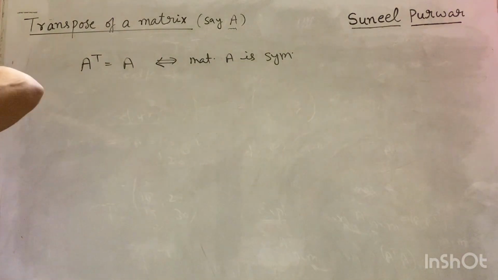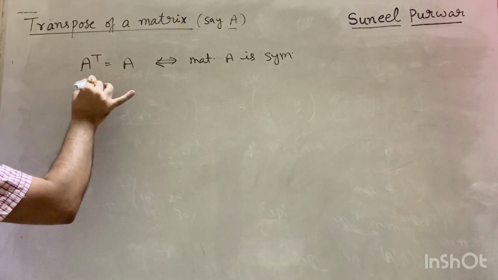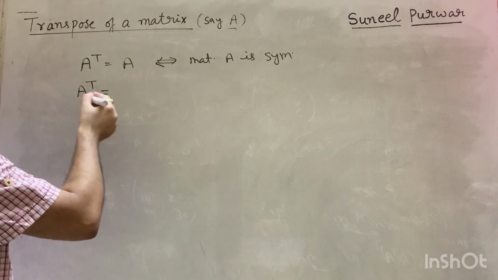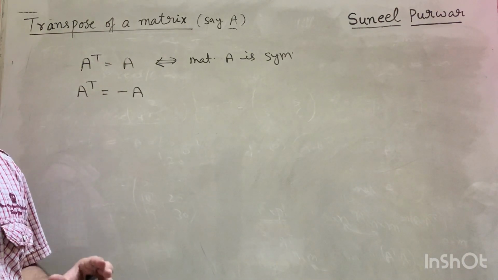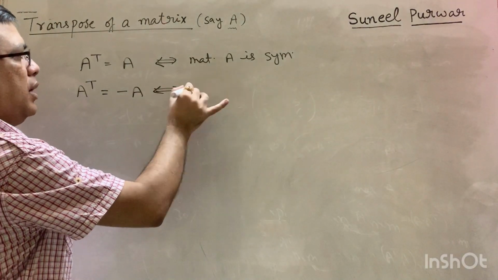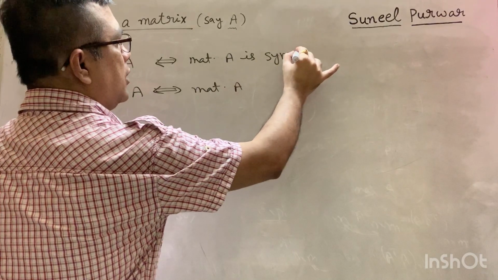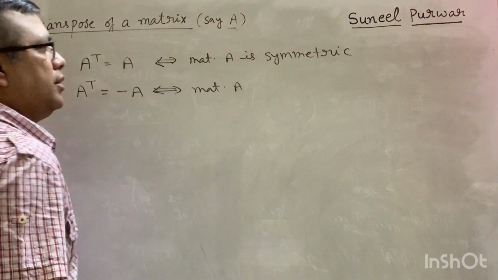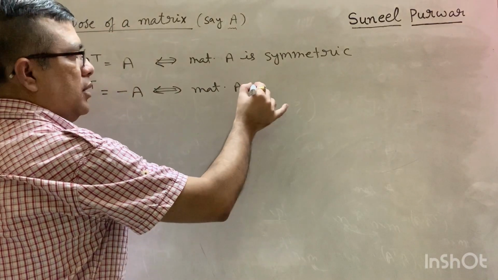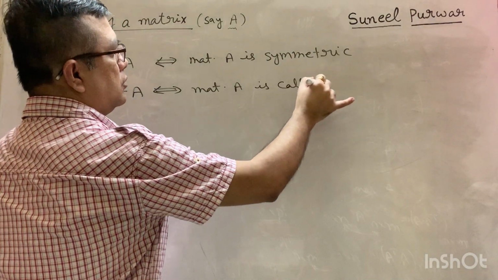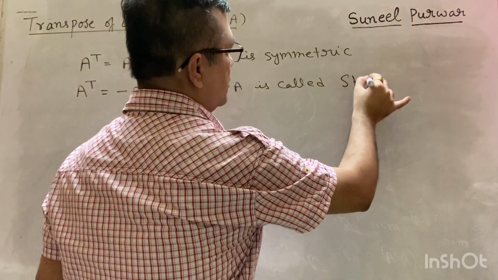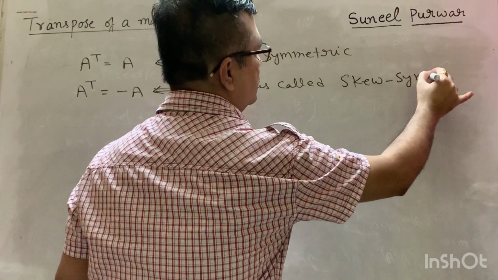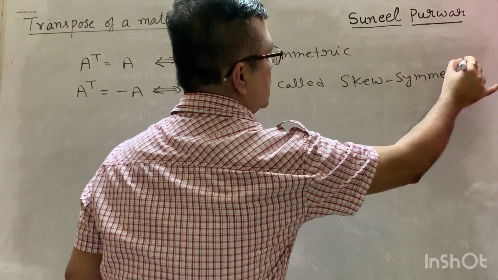All right. On the other hand, this situation may also occur that A transpose may be equal to minus of matrix A. In such cases, matrix A will be called a skew symmetric matrix. Implies matrix A is skew symmetric. Then the matrix A is called skew symmetric matrix.